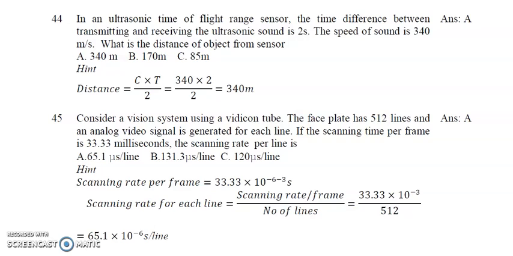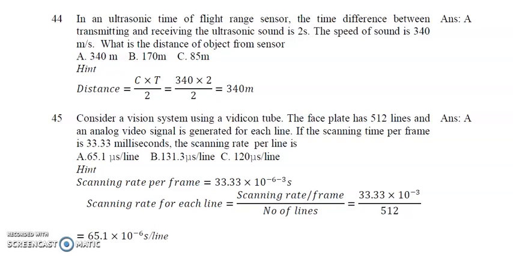Question 45. Consider a vision system using a Vidicon tube. The faceplate has 512 lines, and an analog video signal is generated for each line. The scanning time per frame is 33.33 milliseconds. The scanning rate per line is: A, 65.1 microsecond per line; B, 131.3 microsecond per line; C, 120 microsecond per line.